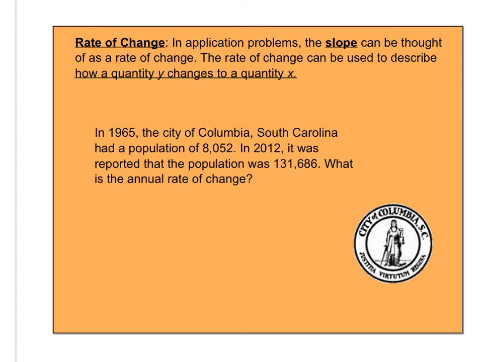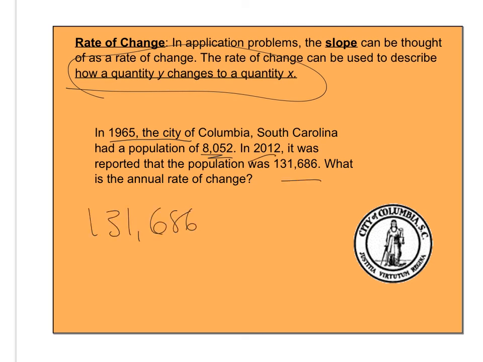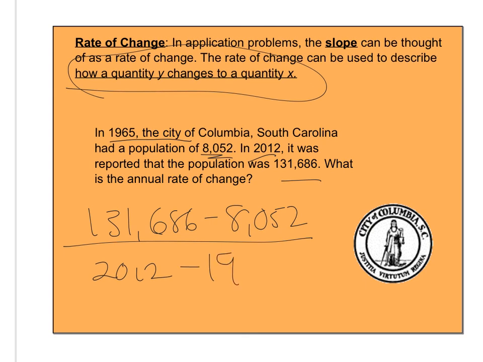All right, we're almost done. Hang in there. So quantity y changes to quantity x. So 1965, there was a population. 2012, there was a population. So I'm going to go 131,686 minus 8,052 over 2012 minus 1965. All right, what that does is tells me how many people on average moved into Columbia, South Carolina during that time frame.